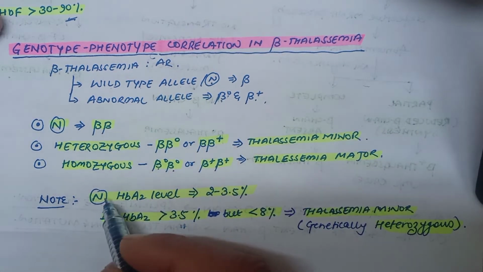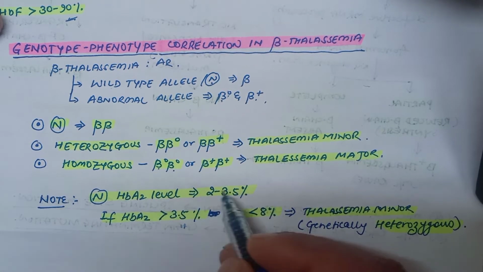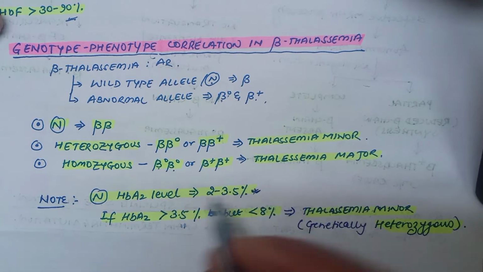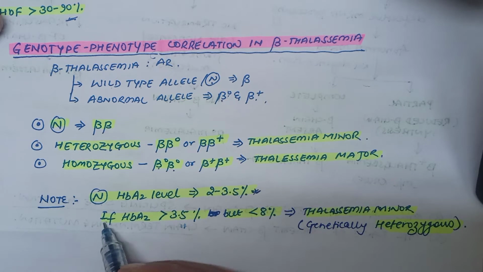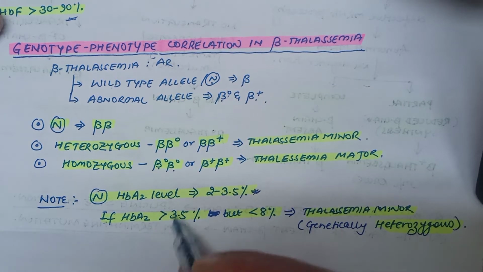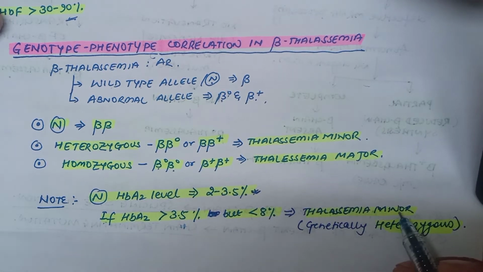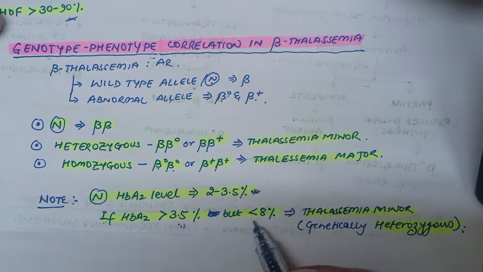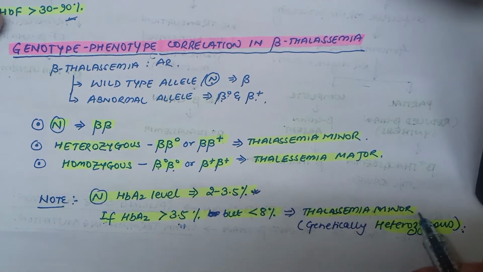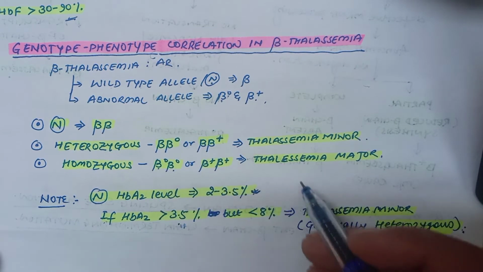We should also remember that the normal HbA2 level is 2 to 3.5%, and if HbA2 is more than 3.5% but less than 8%, then it is thalassemia minor. Genetically it is heterozygous. So by this concept we can solve a few questions in this topic.